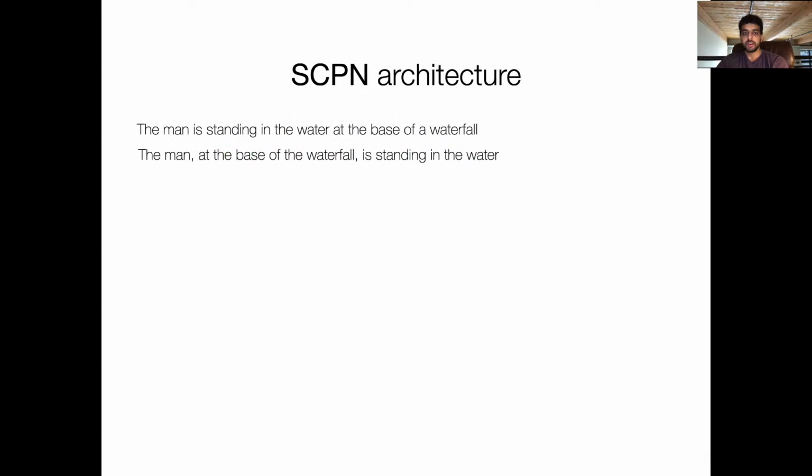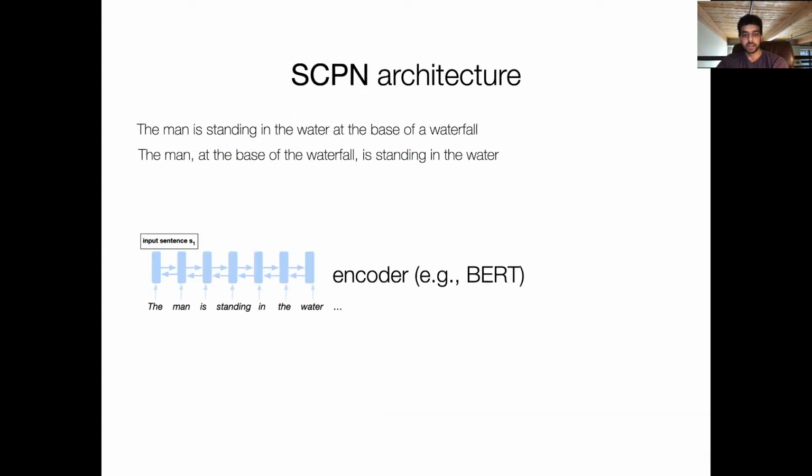Okay, so I'm going to gloss over the model here, or maybe I can go through it fast. We have these two sentences: "The man is standing in the water at the base of a waterfall," and "The man, at the base of the waterfall, is standing in the water." We know, first of all, that the second sentence was produced by a back translation process. We've parsed both of these sentences. And now our goal is, given the first sentence and the syntax of the second sentence, produce the second sentence.